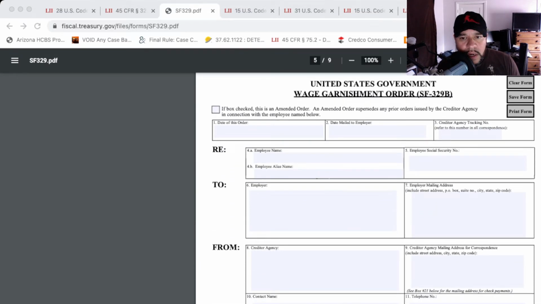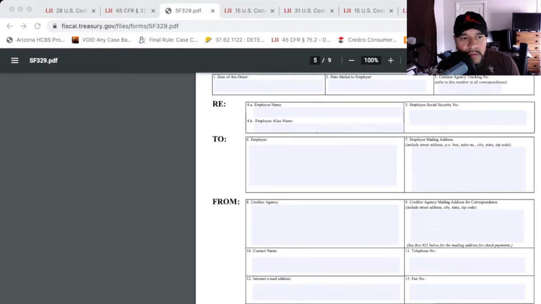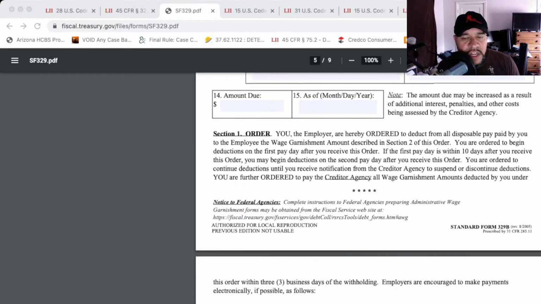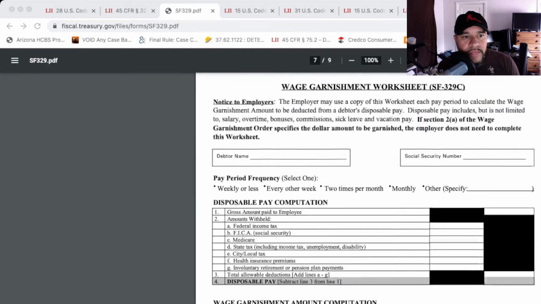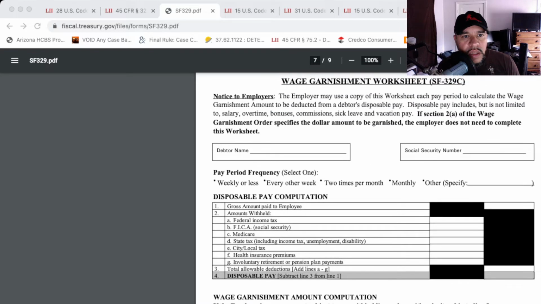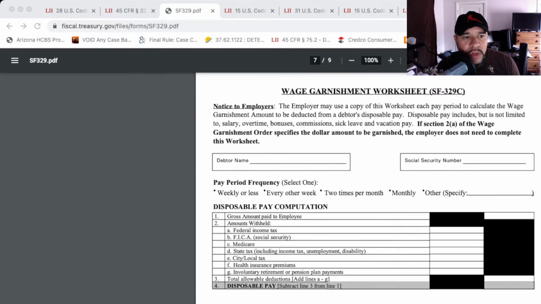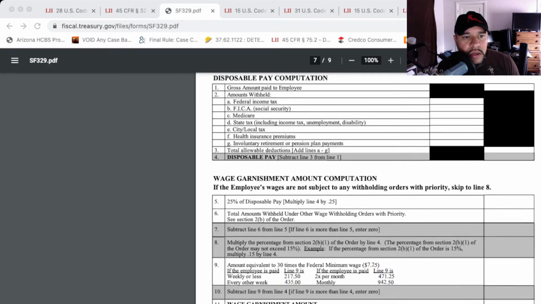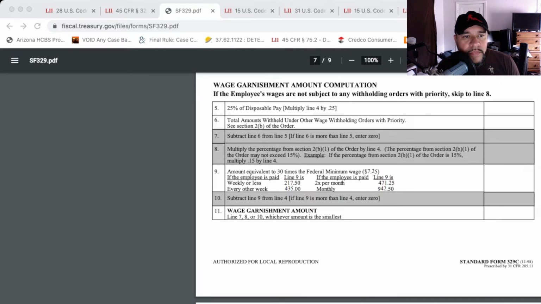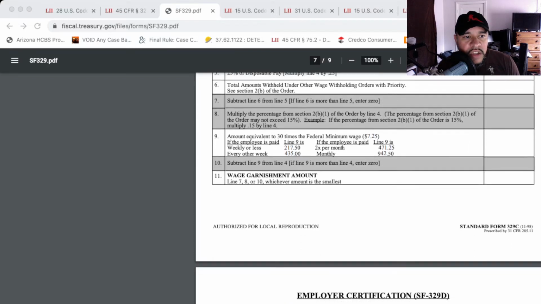And that's how it's supposed to be filled out. Basically, it's presentation, the amounts, the wage garnishment worksheet, how they calculate everything, obviously from the paycheck, the amount compilation. Interesting that it says on number 5 there, 25% of disposable pay. We'll take another look at that later.